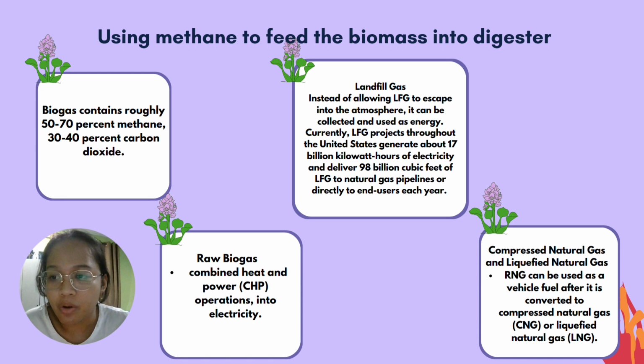As we know, biogas contains roughly 50 to 70% methane and the rest is carbon dioxide. Thus, water hyacinth contributes lots of methane to be used as natural gas and another raw biogas.